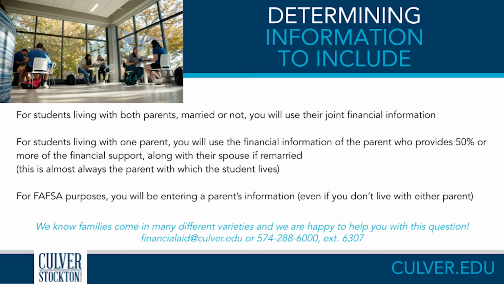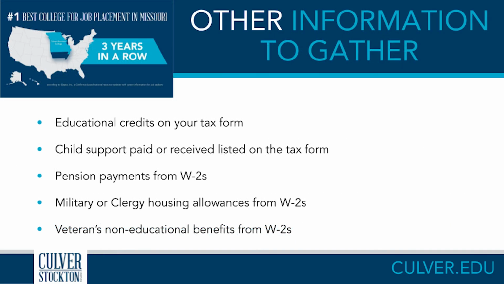If you need further help in making the determination of whose information to use, please call the Financial Aid Office at 573-288-6000, extension 6307 for assistance. You need to know any education credits that have been claimed on the tax forms. Also, please locate how much child support was paid for the year on tax forms. The FAFSA will provide information on what should be reported.